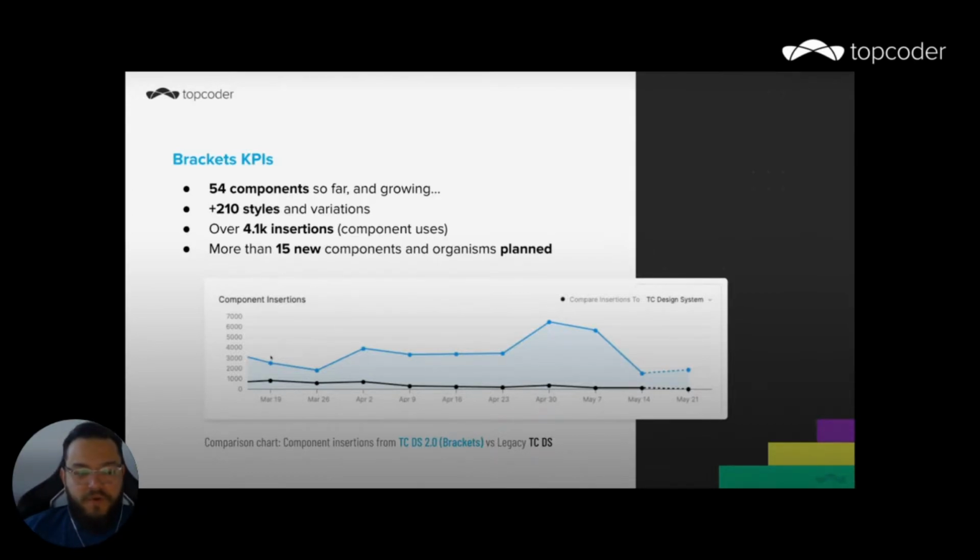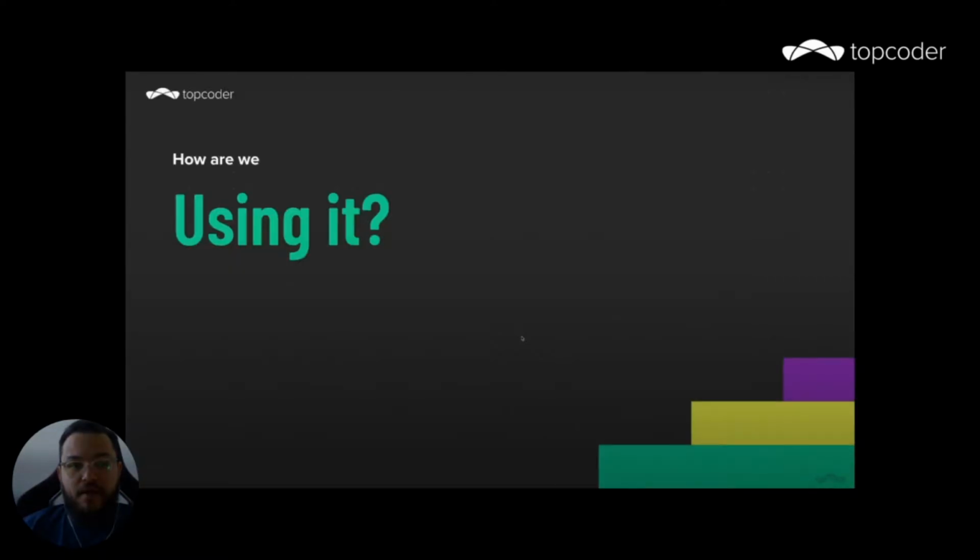Also here, I am showing you a little comparison chart about how many components were being used in our new design. So the black bar is the legacy design system that we have in Topcoder, which was really, really small. We only have a few button elements, few element styles. And now the blue one is our new design system components that are actually being used in real time. So I want to show you right now how we are actually using these components in our new design.